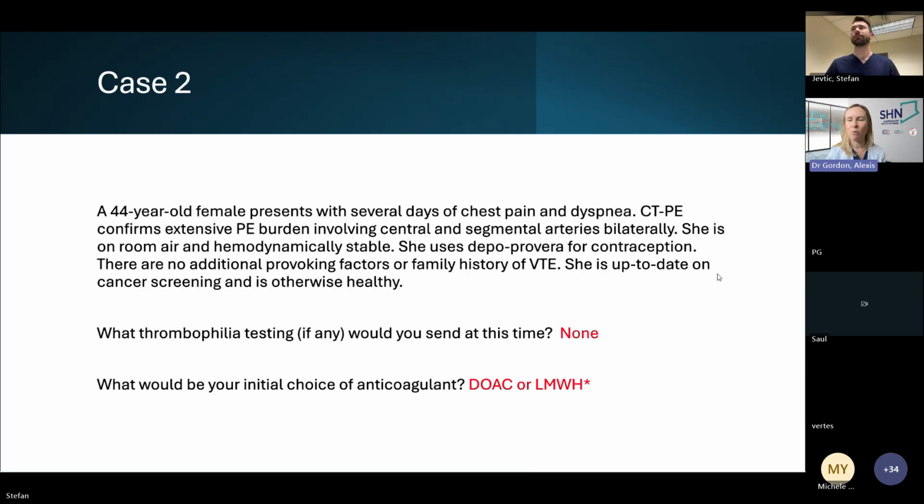I guess first off, some of our teaching around an age cutoff for thrombophilia testing, and sometimes you hear 40. Is that still a framework that hematology uses? Is it different? What are your thoughts on that hard cutoff? Are you talking about inherited thrombophilia testing?